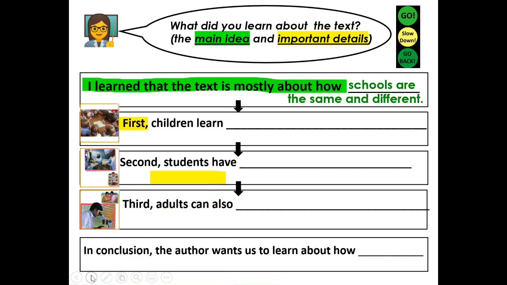So first, children learn. What do children learn at school? First, children learn. So say your sentence out loud, then push pause and write your full sentence, starting with a capital letter. So what I need you to do is say your sentence out loud, push pause, write your first detail sentence, and when you're finished with your first detail sentence, push play to rejoin the lesson.